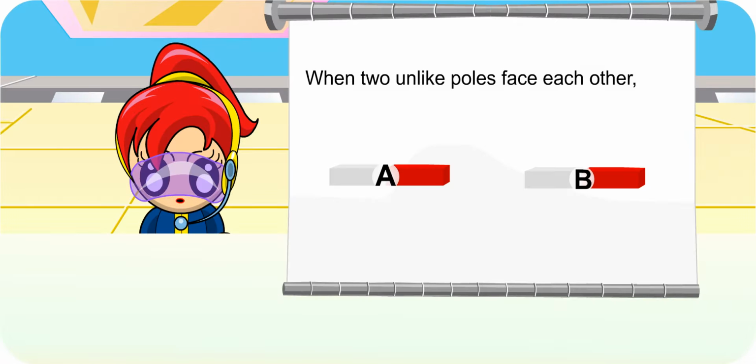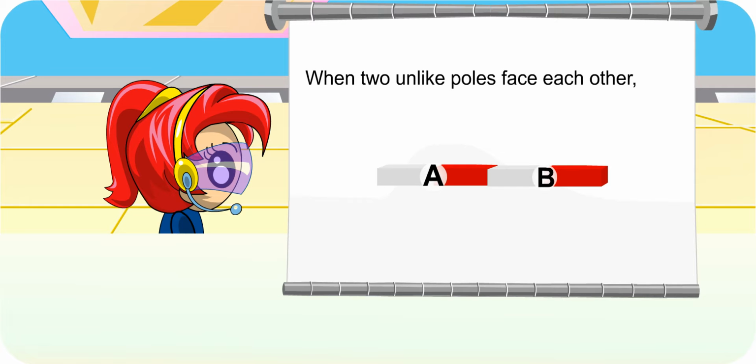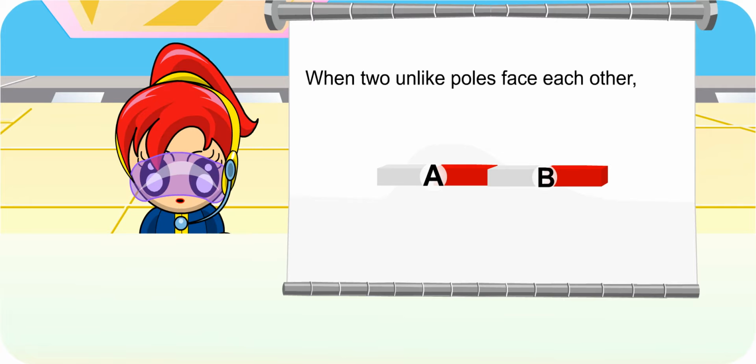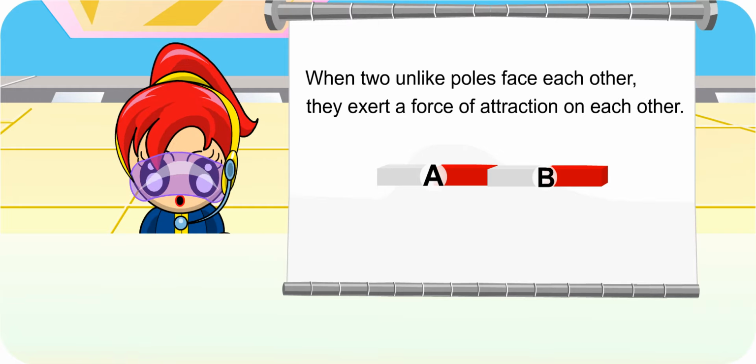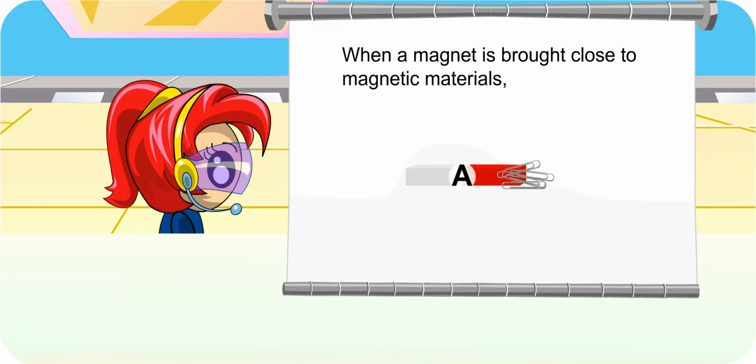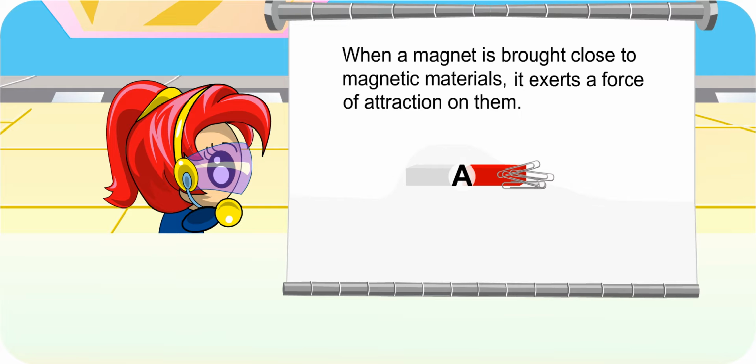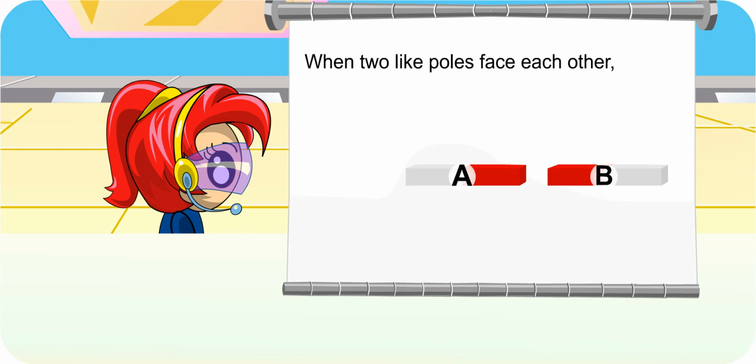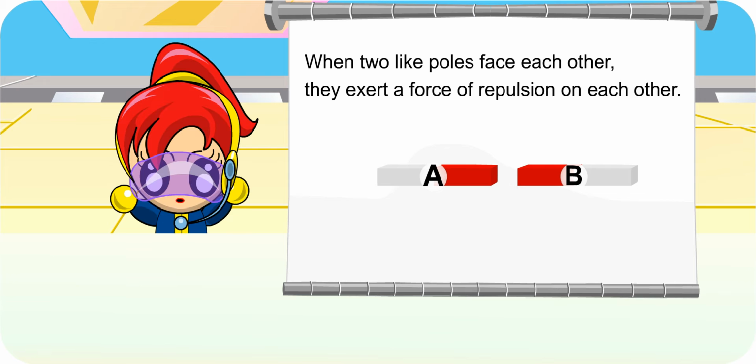Look at the following example. What kind of force are the magnets exerting? I know! They are exerting a force of attraction on each other. What about the next example? It is exerting a force of attraction as well, but this time on the paper clips. And how about this example? In this case, the magnets are exerting a force of repulsion on each other. I am proud of you, Turbo Girl.